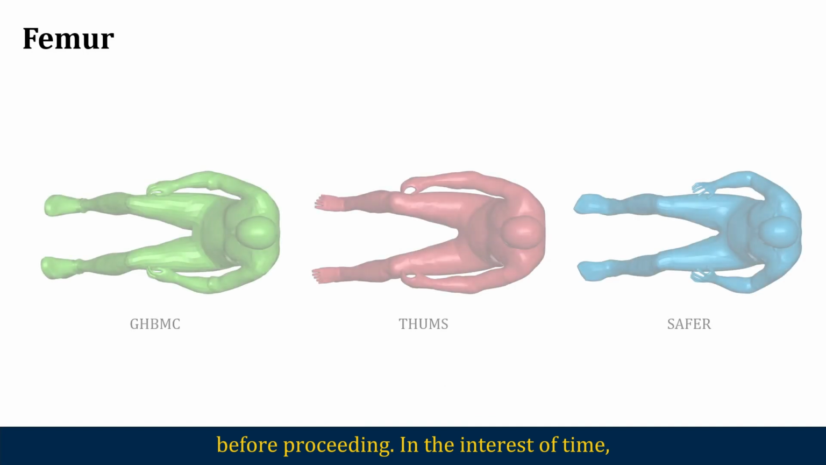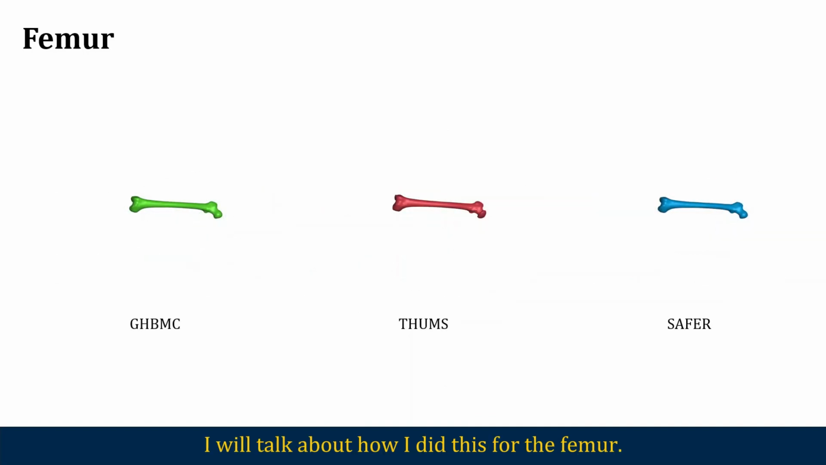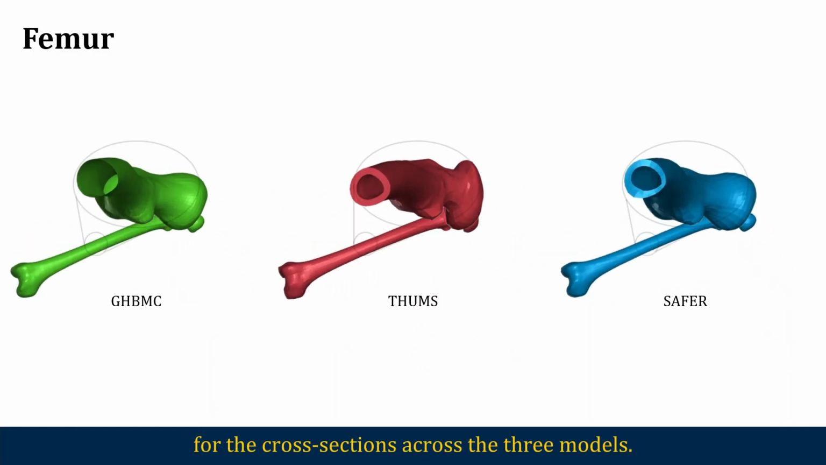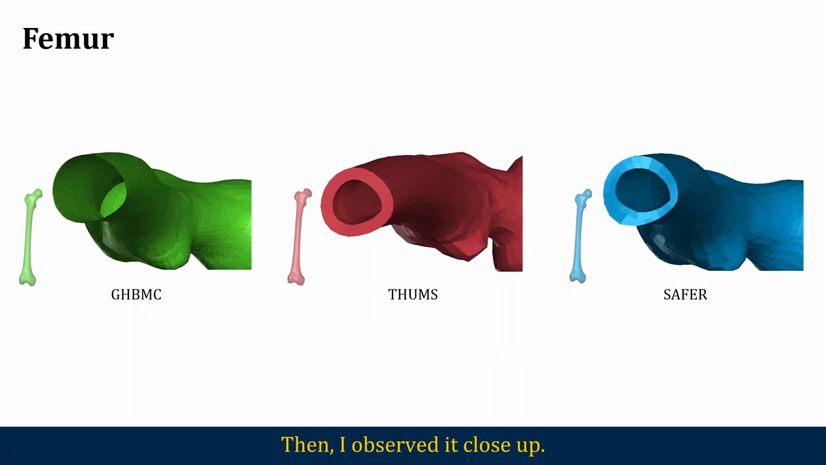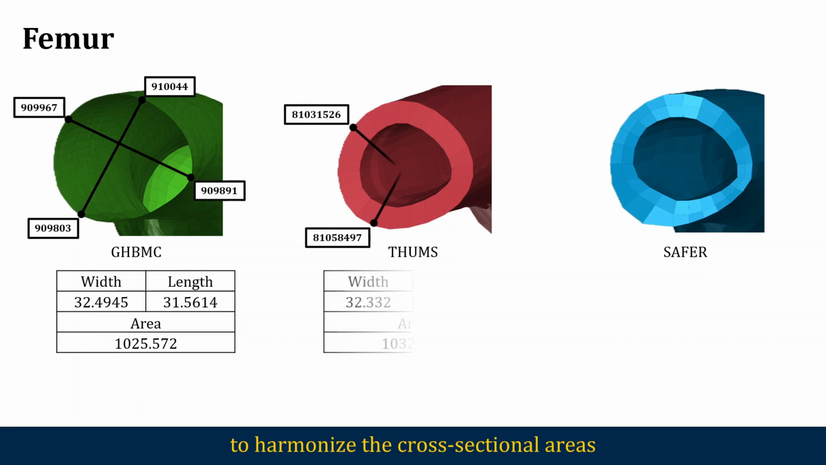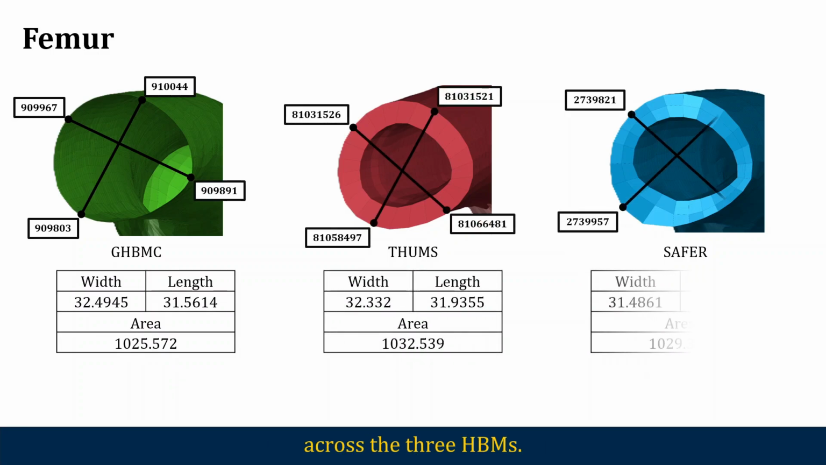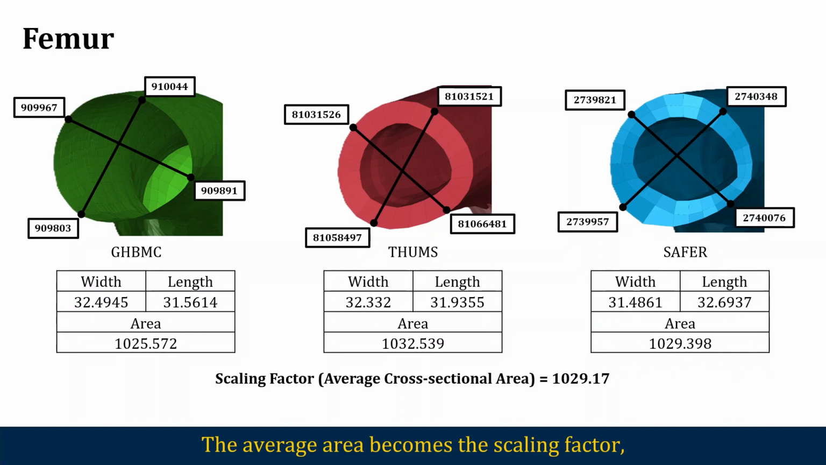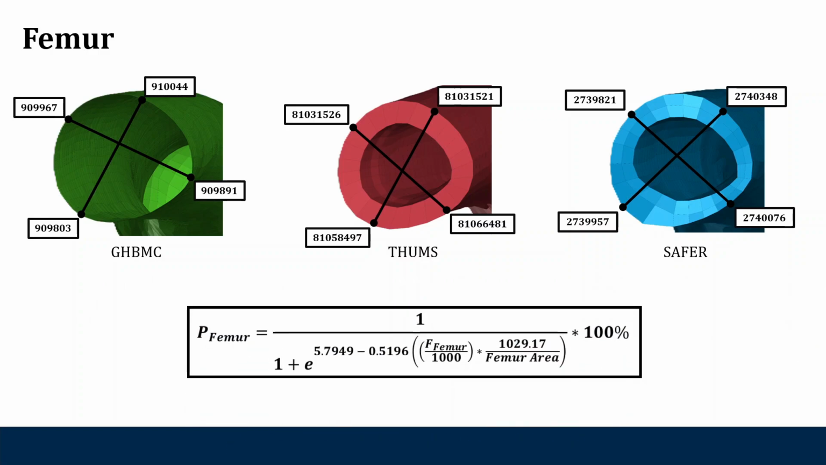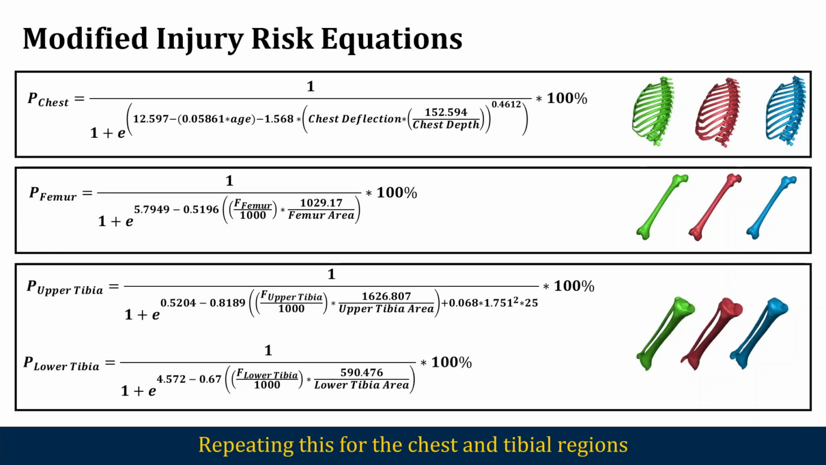In the interest of time, I will talk about how I did this for the femur. First, I chose common locations for the cross sections across the three models. Then I observed it close up. And finally, I strategically chose nodes to harmonize the cross-sectional areas across the three HBMs. The average area becomes the scaling factor, in this case 1029.17, so the updated equation for the femur injury risk looks like this. Repeating this for the chest and tibial regions gives us this set of modified equations which we can then use to compare the models.